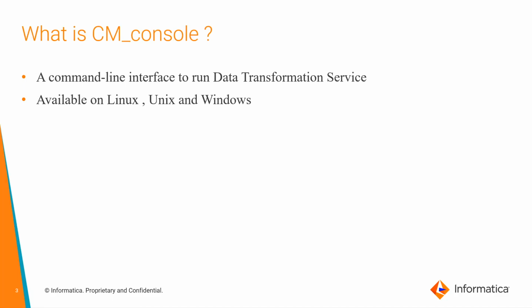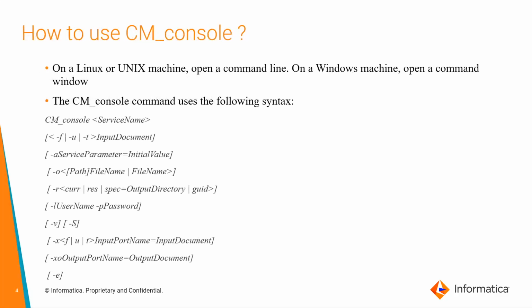CM Console is a command line interface to run data transformation service. It is available on Linux, Unix, and Windows. To use CM Console on Linux or Unix, we have to open the command line. On Windows, open a command window. The CM console command has the following syntax: cmconsole, then the service name, where we give the data transformation service name.